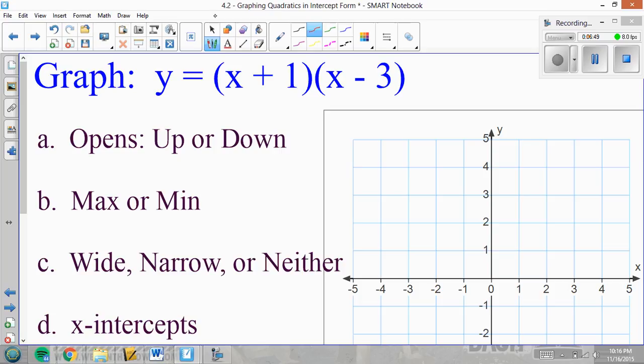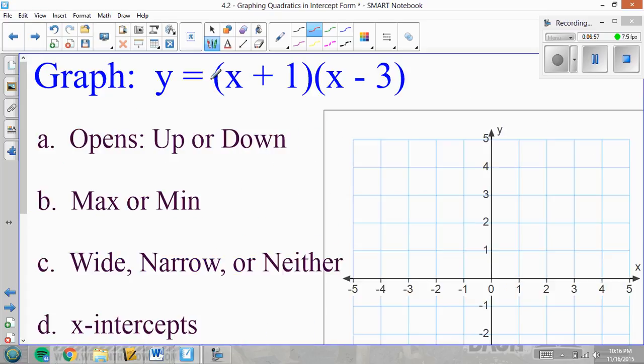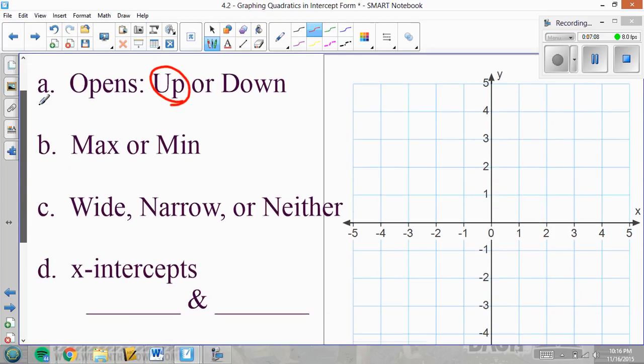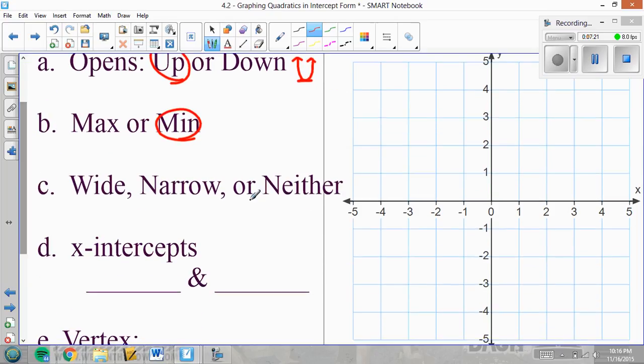First thing we want to look at, your value of A. Remember, A is whatever is in front of your parentheses. If we don't have anything in front, what number would be there that would keep it the exact same? A positive 1. Since that's positive, we know it opens up. And if we have a graph that opens up, remember that is a minimum. Wide, narrow, or neither, you're looking at that value out front, so 1. If A equals 1, we know we are neither.